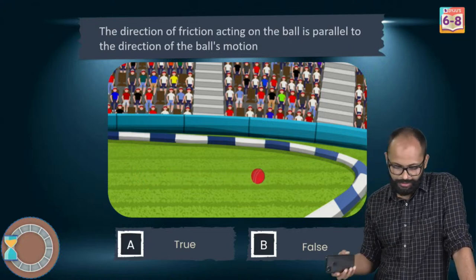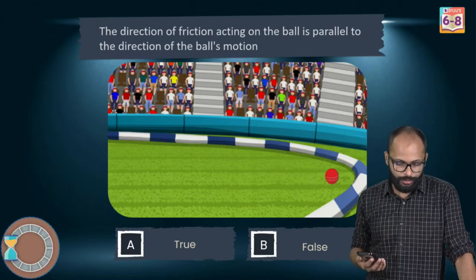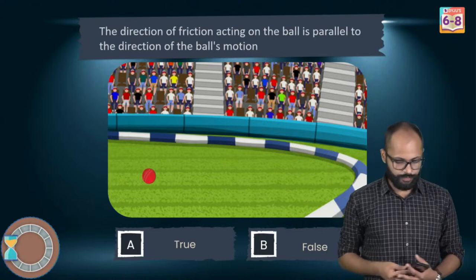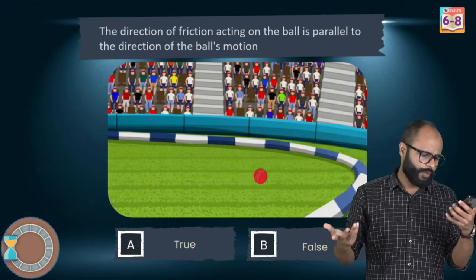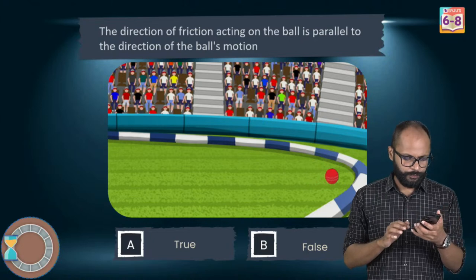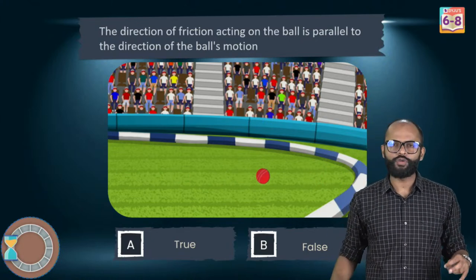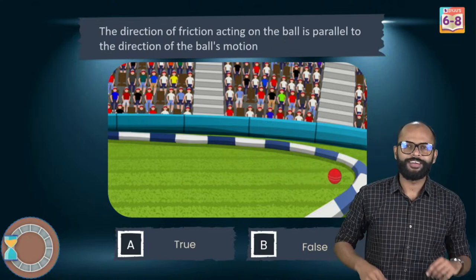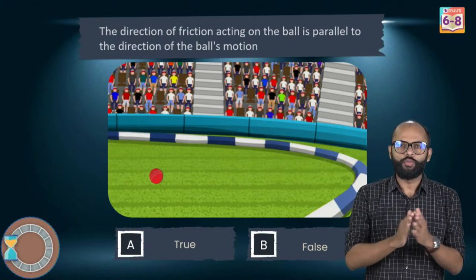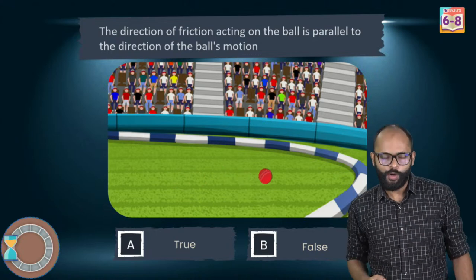The direction of friction acting on the ball is parallel to the direction of the ball's motion. True or false? Easy question, by the way. Very easy question, children. We have 58 votes. I'll give you 5 more seconds. 5, 4, 3, 2, 1. Let's end the poll.